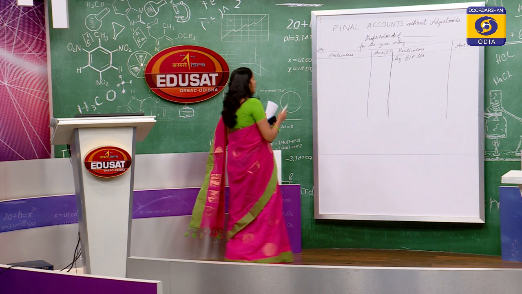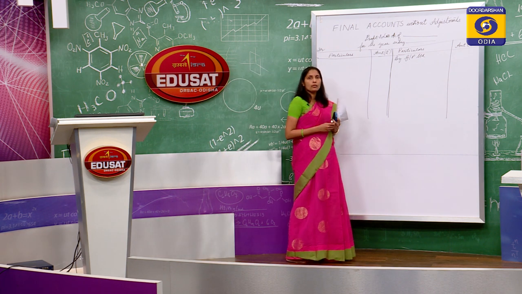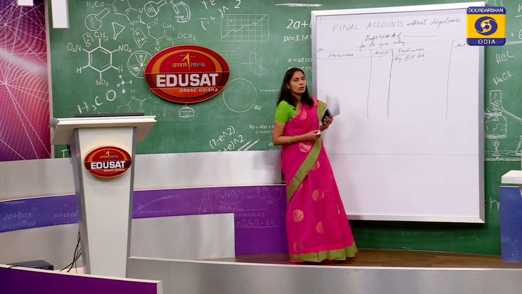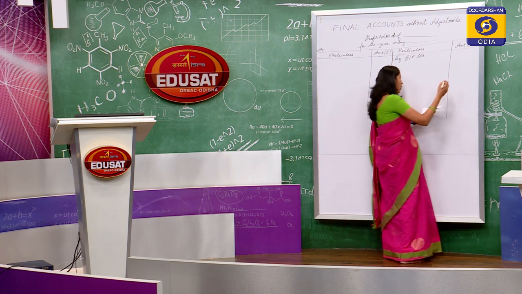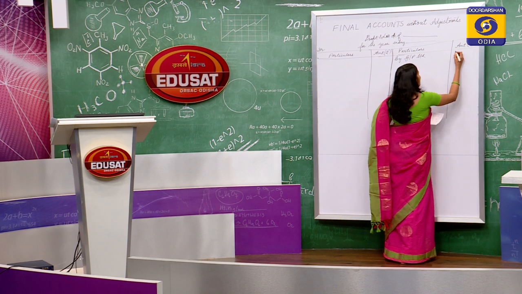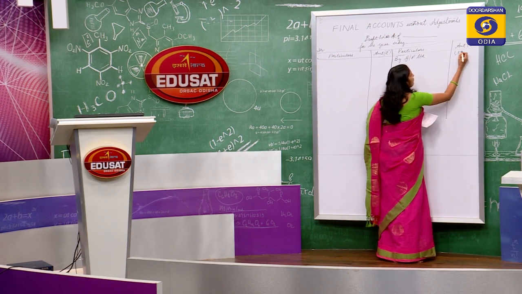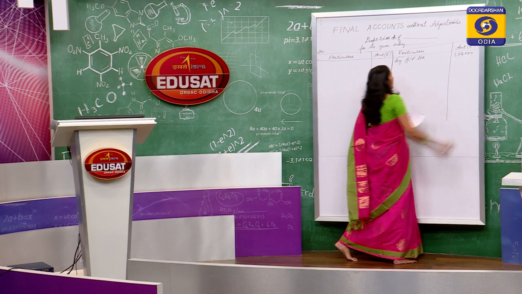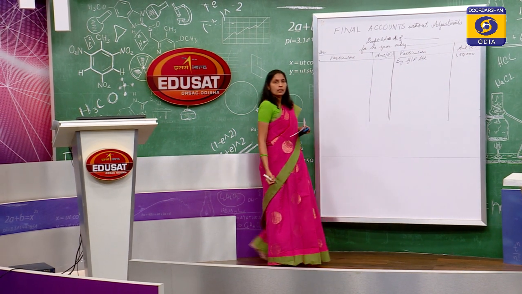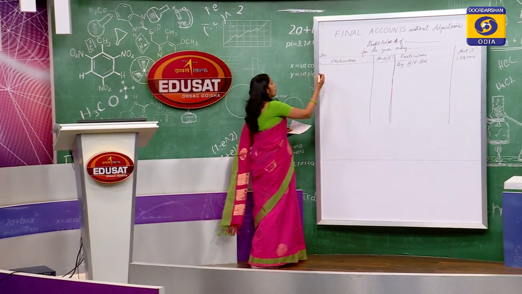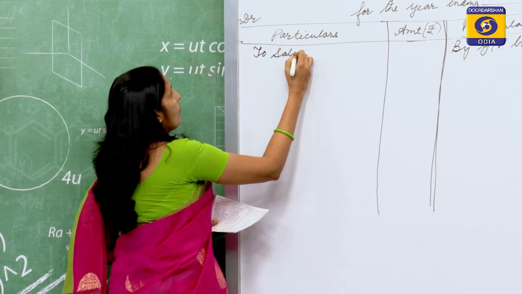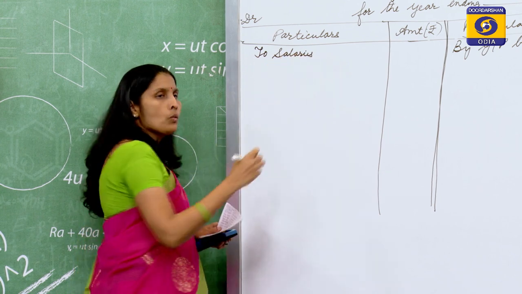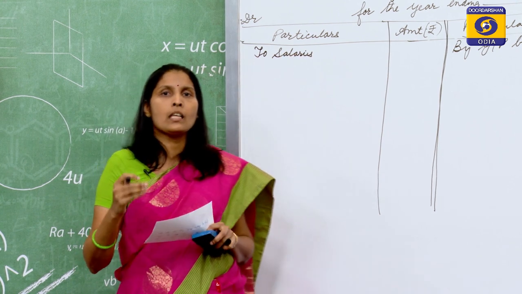So, we have the format over here. The first item we have in the question is gross profit. So, we will go right on the credit side. By gross profit brought down, that is 1,50,000. The next item we have is salary. As I already said, salary will go to the debit side. So, to salaries. Now, students, at times you will also come across the term salaries and wages.